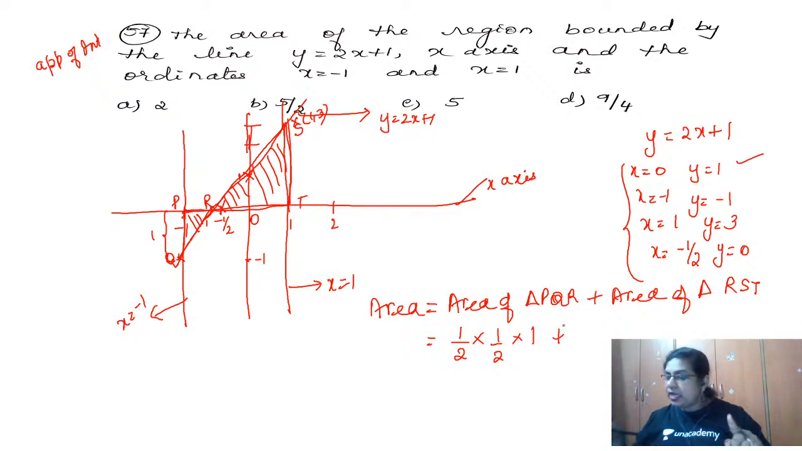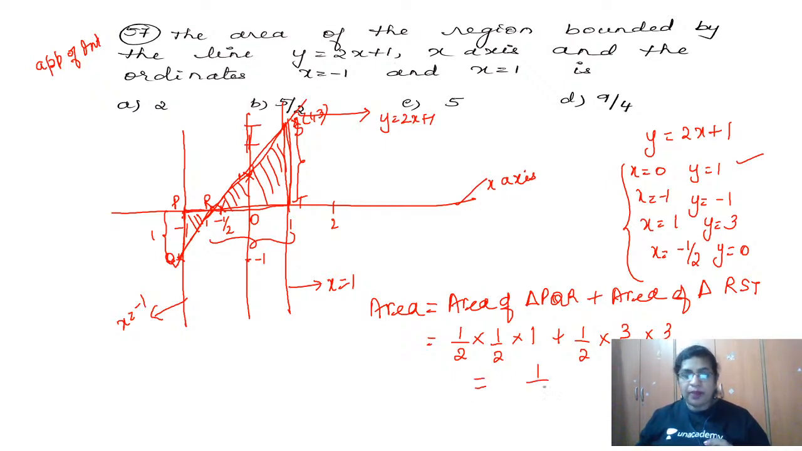Now look at the bigger triangle. So what is it now? Half into. What is the base now? So this is our base. It is from here to here, 1 plus half. 1 and half is how much? 3 by 2. Okay, so I have here 3 by 2 into, we have height. Height is 3, isn't it? Look at this. This is 3. Okay, height is 3.